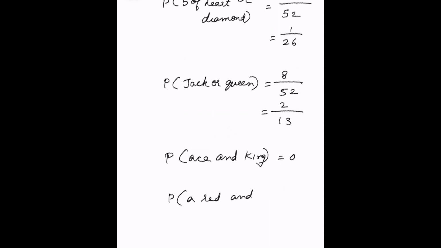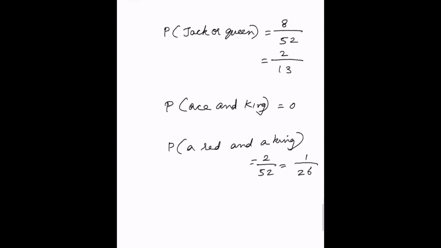1 by 52, red and a king. Why is it 1 by 52? It is 2, no? Oh, yes, ma'am, sorry. Two kings will come under red cards. 26 red cards are there. Among the 26 red cards, 2 kings, 2 queens, 2 jacks, all that will come. So 2 by 52 is the answer, which is 1 by 26. Okay, ma'am. A red and a king done.